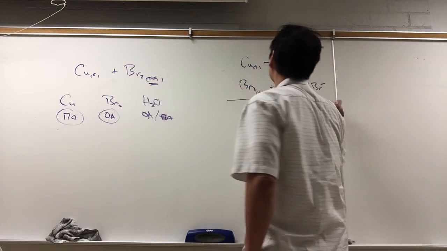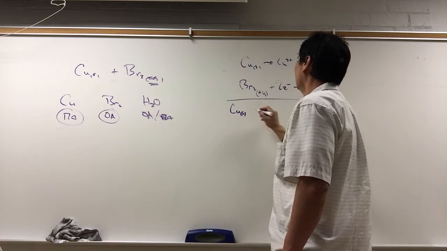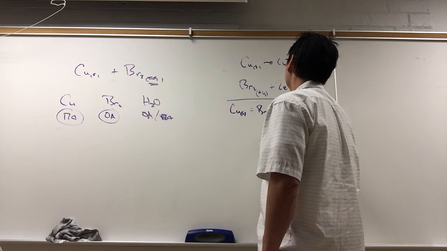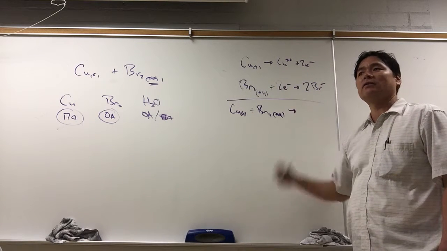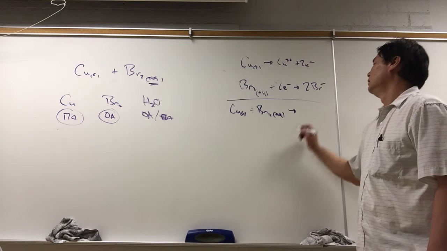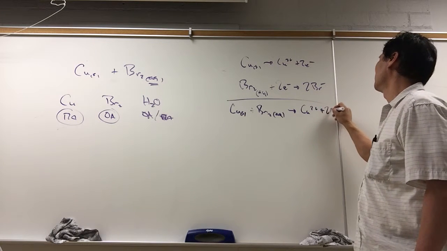Then add them up. Well, these two have been very easy because the electrons have matched. But if you go back in your notes, you'll see a case where the electrons didn't match and how we took care of that. You go back and look. Copper 2 plus 2 bromides.